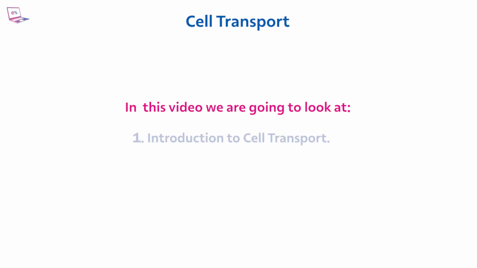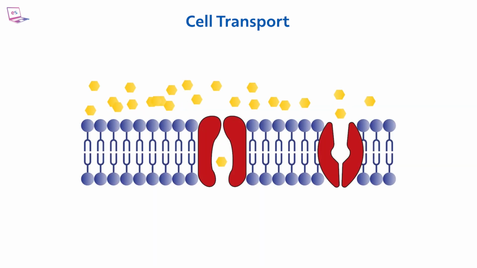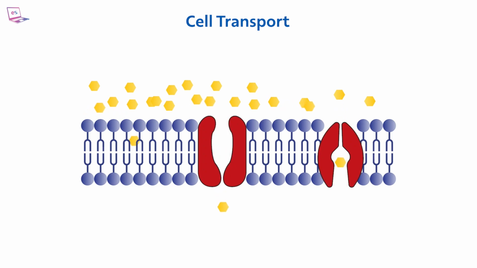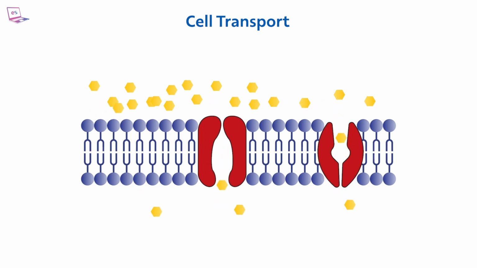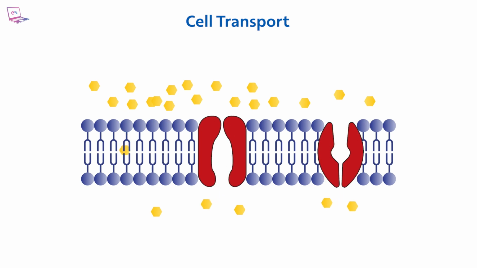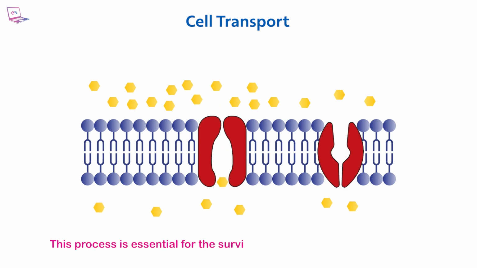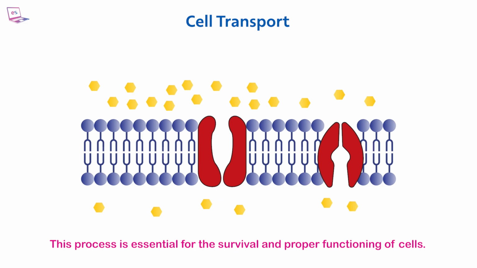Cell transport. In this video we are going to look at an introduction to cell transport and the different types of cell transport. Cell transport is the process by which substances move in and out of cells. It is the movement of molecules, ions and other substances across the cell membrane, which separates the interior of the cell from its external environment. This process is essential for the survival and proper functioning of cells.